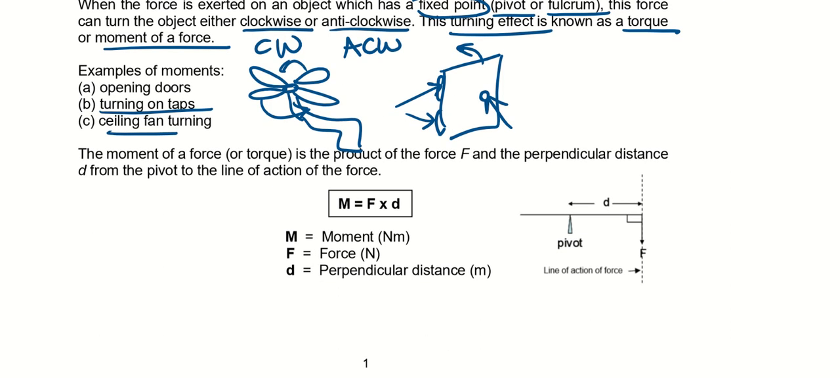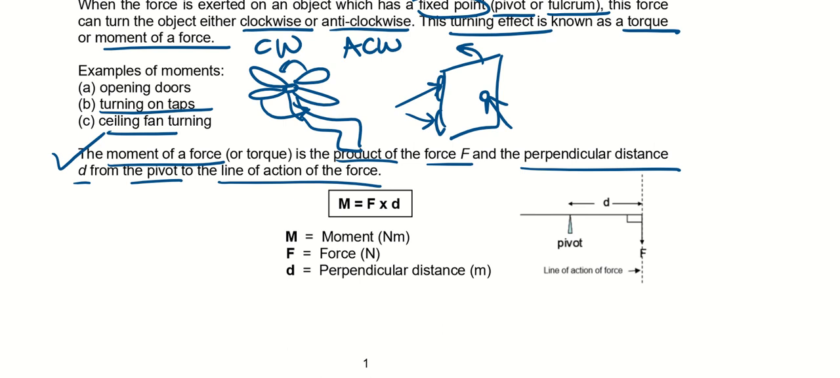Now, this is the definition. You need to memorize this. Moment of a force is the product of the force F and the perpendicular distance D from the pivot to the line of action of the force. So it seems like a mouthful. There are a lot of unfamiliar terms so far. So let's go through one by one.